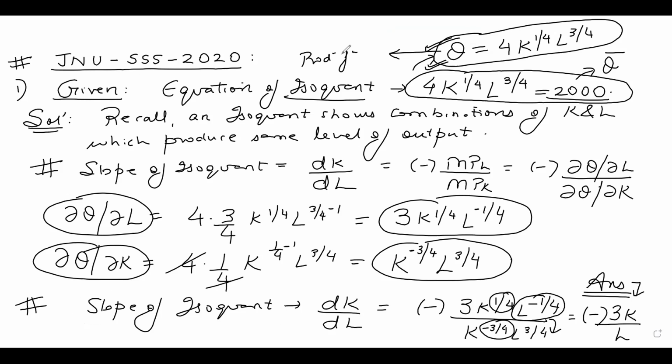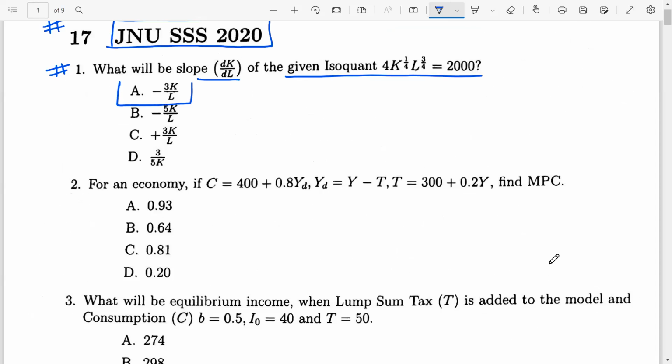Okay, so coming back to the question paper, the correct answer is minus 3k by L. This is the correct answer for this question. Okay, let's look at question number 2.